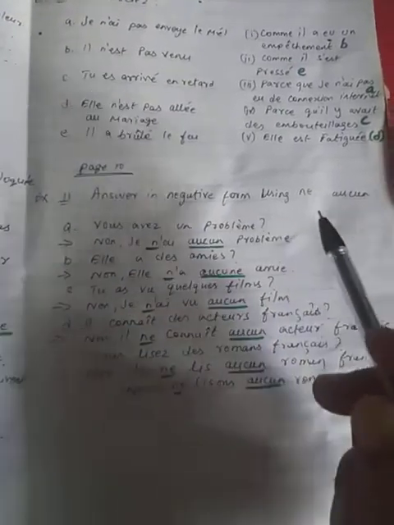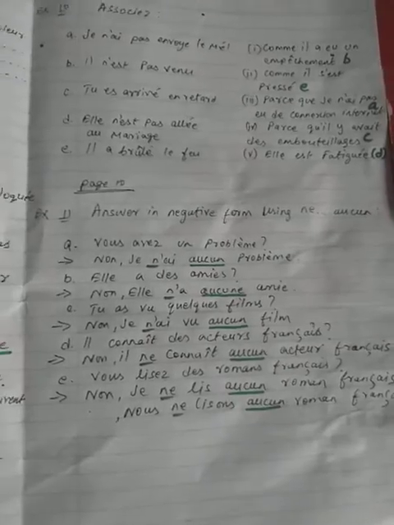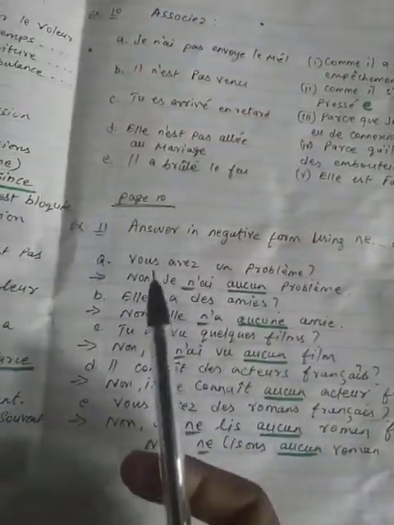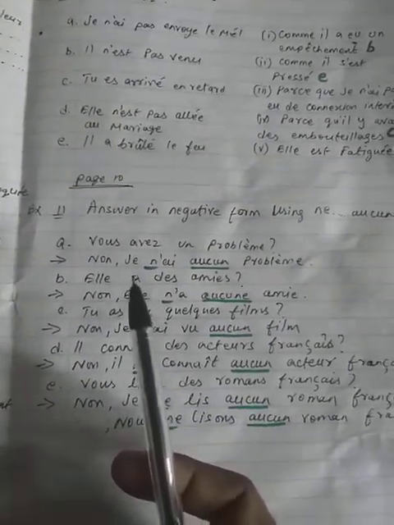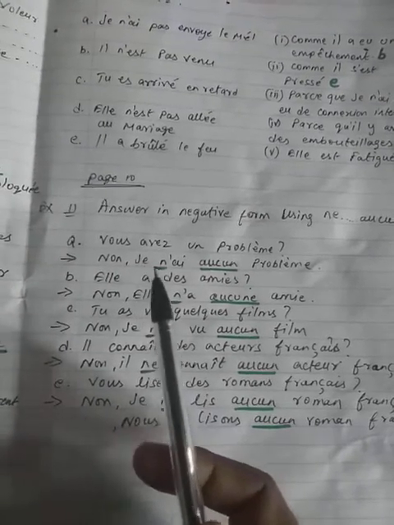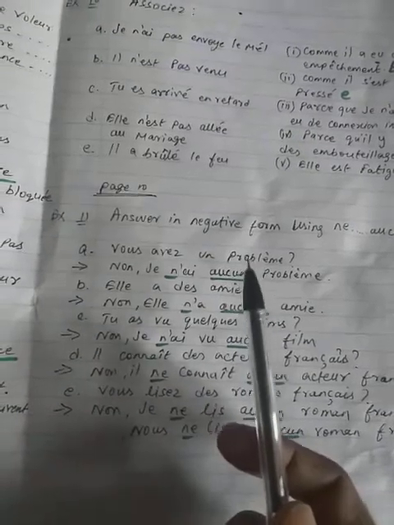Now we are going to the grammar exercise 11. Répondez en utilisant. Answer using the negative form. First question. Vous avez un problème. The question is asked in vous form, so I have to answer in je form. No. Start with je, n'ai, aucun, problème.